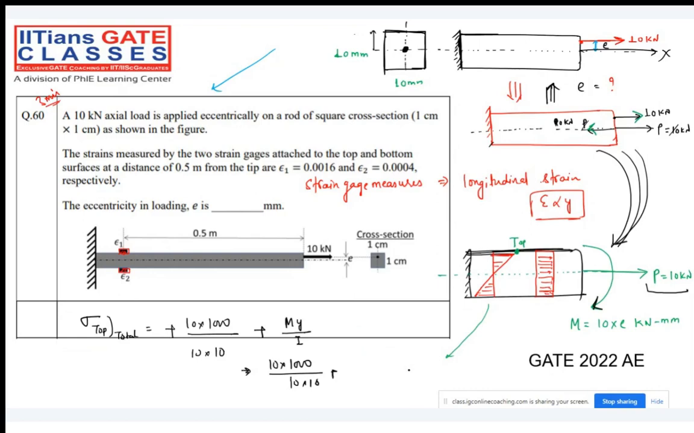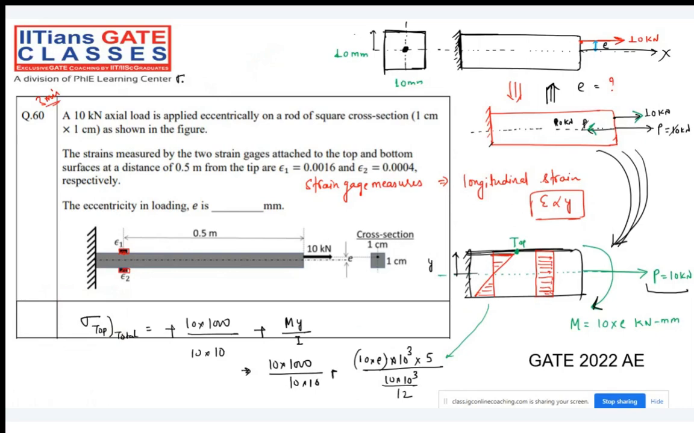Right? M by I. What is the moment? The moment will be 10 into E kilonewton, converted into newton mm, 10 to the power 3. And what is the fiber distance y? 10 by 2, that is 5. What about the moment of inertia? b d cubed by 12, but here it is a square section, so we can write 10 to the power 4 divided by 12. Once you do that, you will get some answer in terms of E. You just simplify that and let me know.